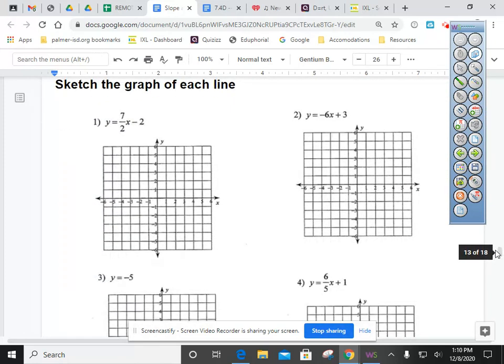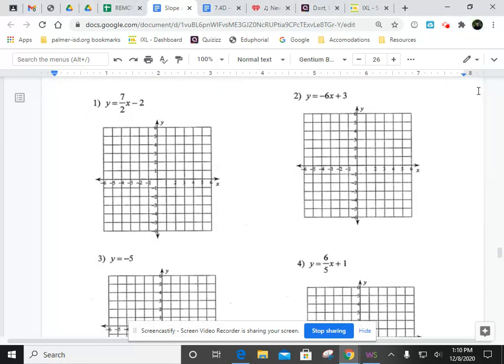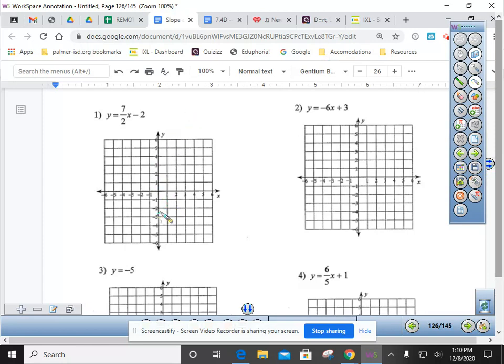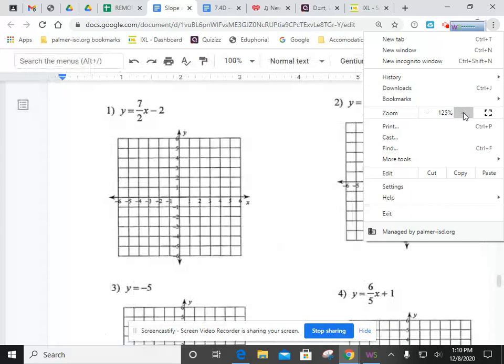We're going to sketch the graph of each line. So look at number 1. What are you going to graph first? The negative 2. So I'm going to have to make mine a little bit bigger so y'all can see it and I can see it. I'll just have to move them.